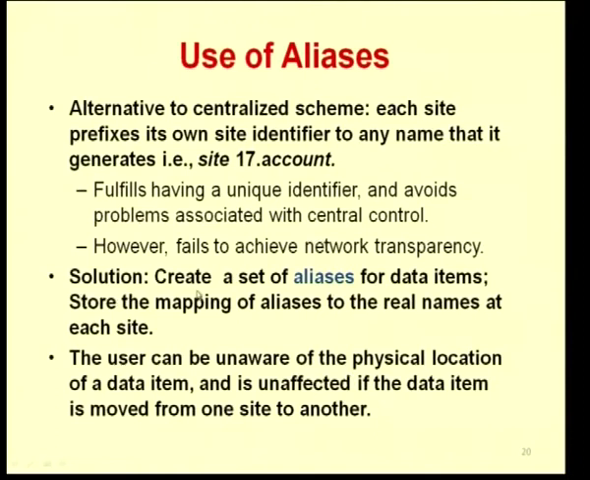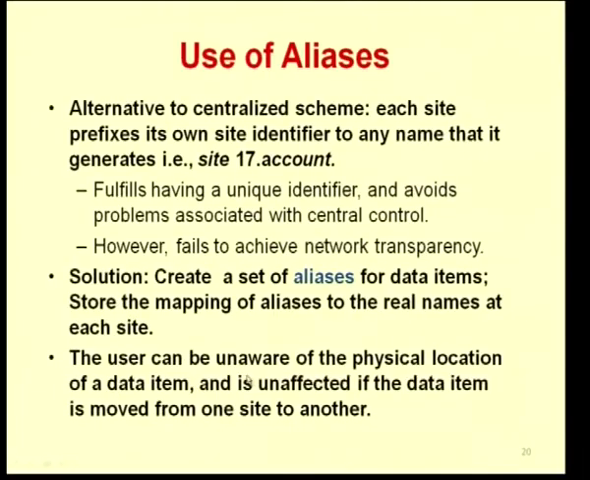So, instead of that, what do you do? You create a set of aliases for data items, and store the mapping of aliases to the real names at each site. You do not say Chennai dot, so that the user knows it is in Chennai. Instead of putting Chennai, you put some alias name, and the alias name with the actual name or location is stored somewhere. So, here what you achieve is user transparency without sacrificing on having a centralized scheme.